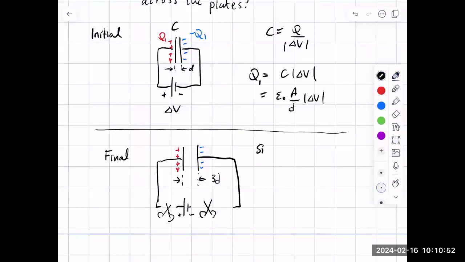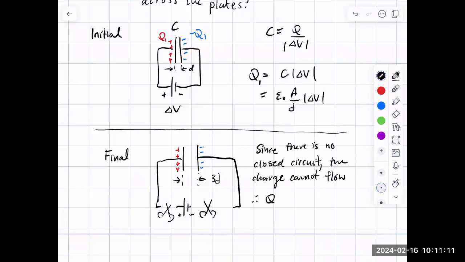So since there is no closed circuit, the charge cannot flow, and therefore Q remains constant. Okay, so specifically Q1 is going to be equal to Q2, and so if we call this Q2 and this is Q2 as well with a minus sign.